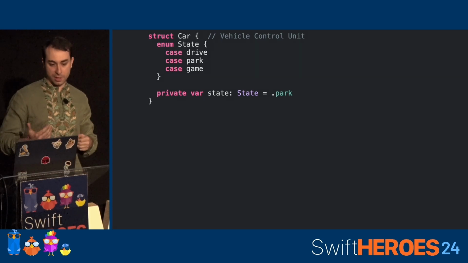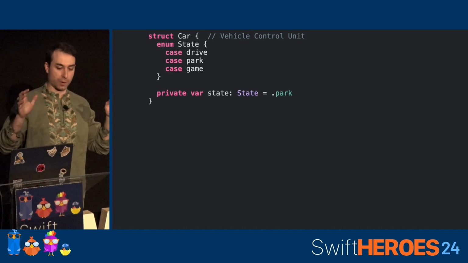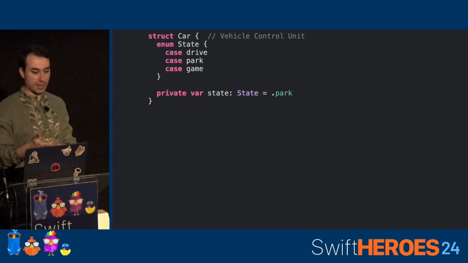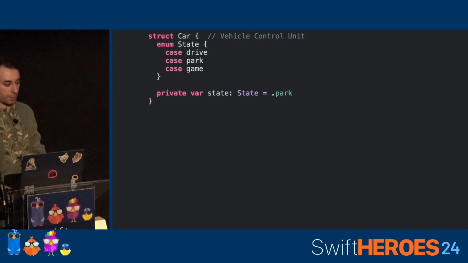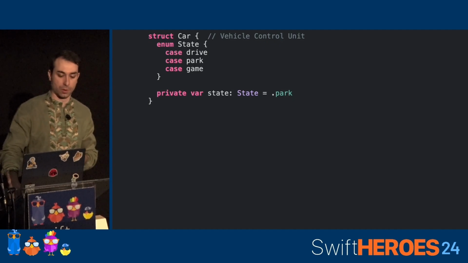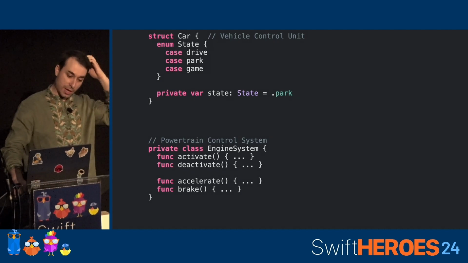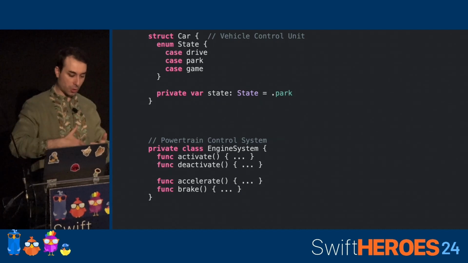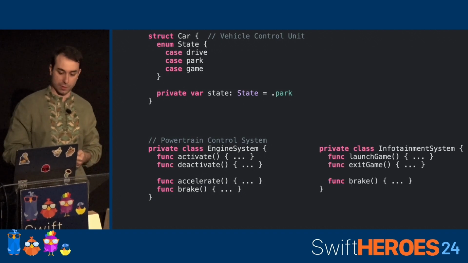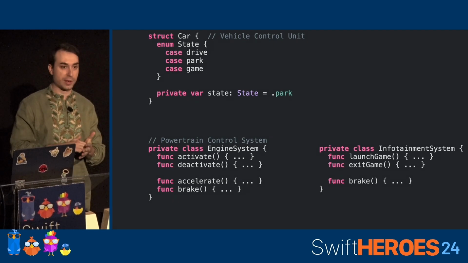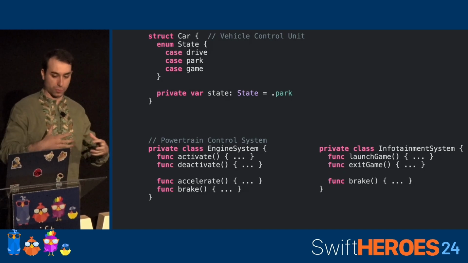Now, the naive or traditional approach to implement this is to create a car struct. This would be like our computer, right? And the state enum enumerates the states, drive, park, and game, a simple enum, and we start in a park state with a local variable that we change. Now, we need a couple more systems. One is the engine system, which allows us to start and stop the engine and also accelerate and brake. And there's another system, the infotainment system, which allows us to launch the game, exit the game, and also brake within the game, right?